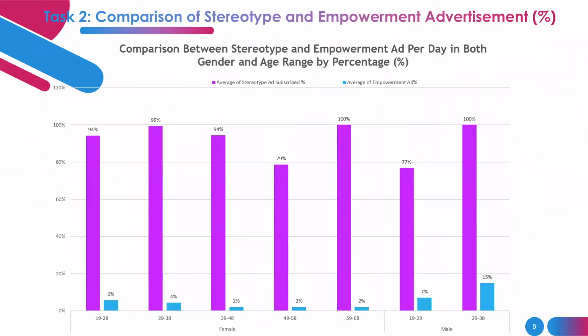While comparing stereotype and empowerment advertisement, respondents encounter more stereotype advertisement in all age ranges. Empowerment advertisement is much less. Furthermore, females aged between 19 to 28 find it easier to accept empowerment advertisement. Males have a higher percentage in encountering empowerment advertisement, from 7 to 15%, which is higher than all the females.